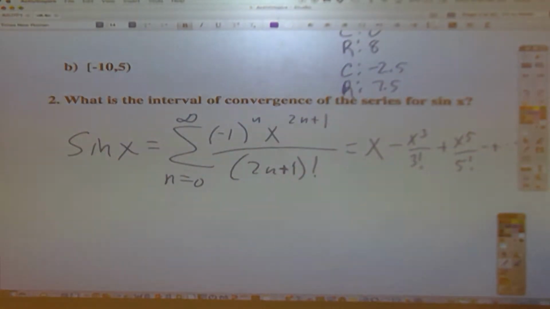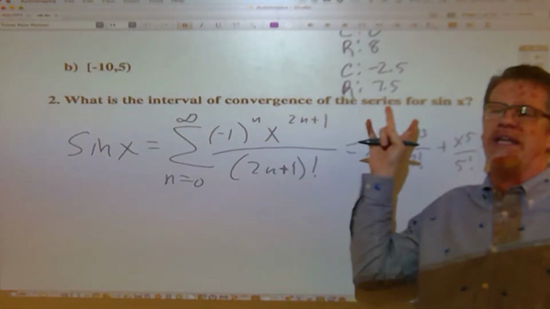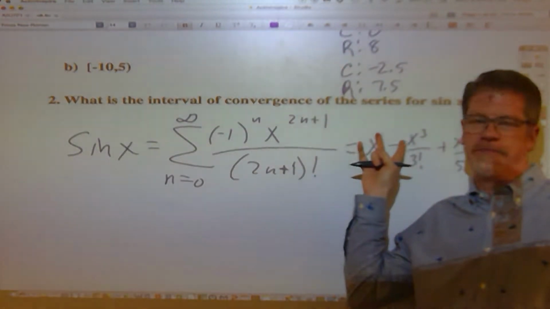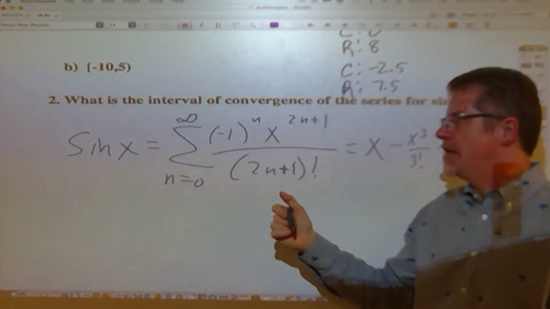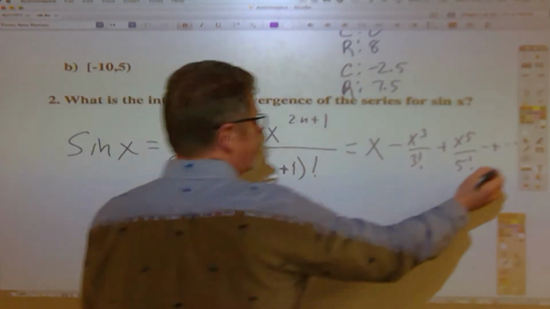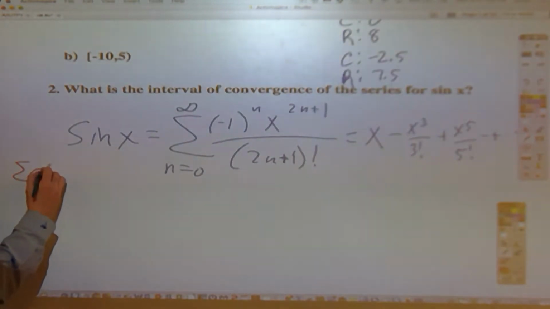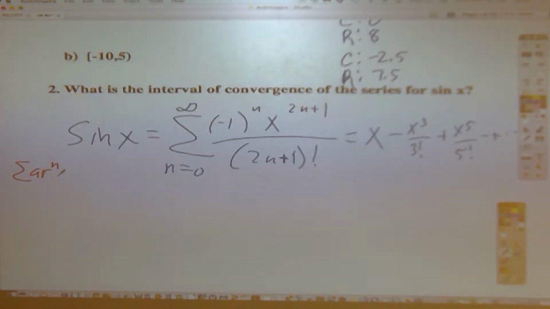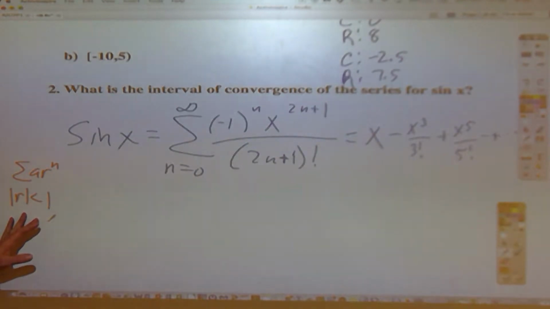So in Unit 8, you should be able to use the ratio test to find the interval of convergence. Now, if it were a geometric series, which it is not, if it were in the form summation of a times r to the n, then we'd be able to find the interval of convergence by taking the absolute value of r, setting it less than 1, and no endpoint checks are required.